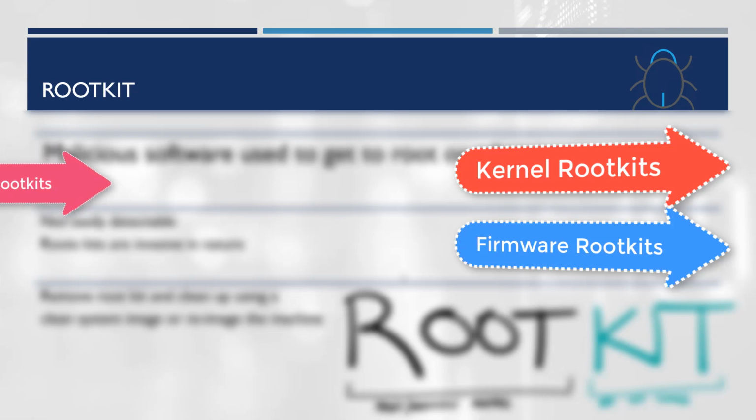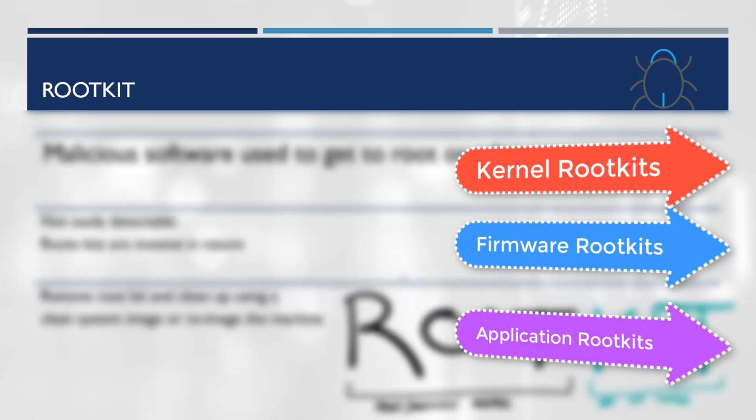Application Rootkit. These rootkits operate at an application level. That is, they do not affect the kernel, but the application files inside your computer. These usually replace the application files with the rootkit files or change the behavior of the application by injecting the code.